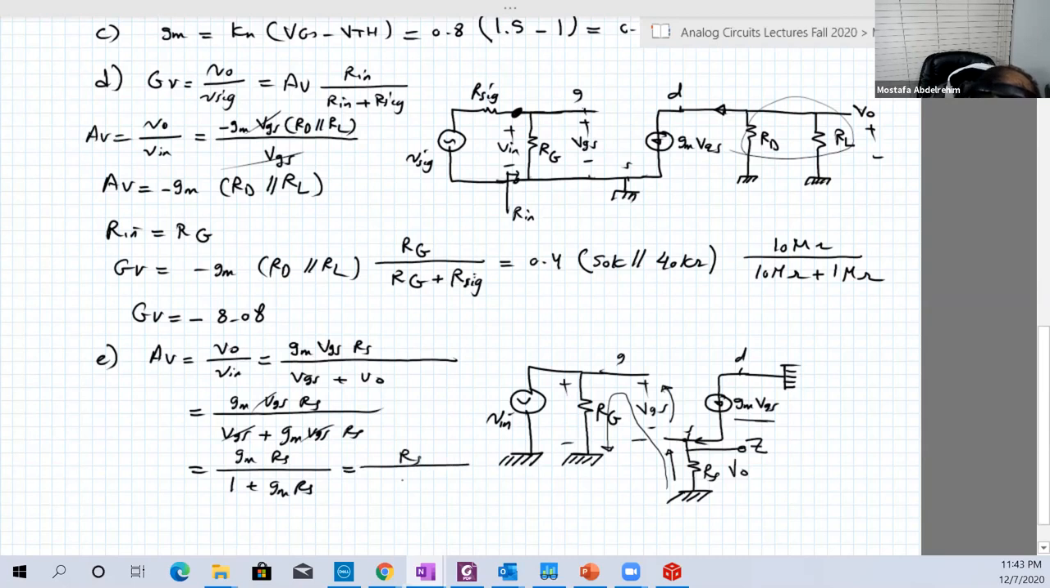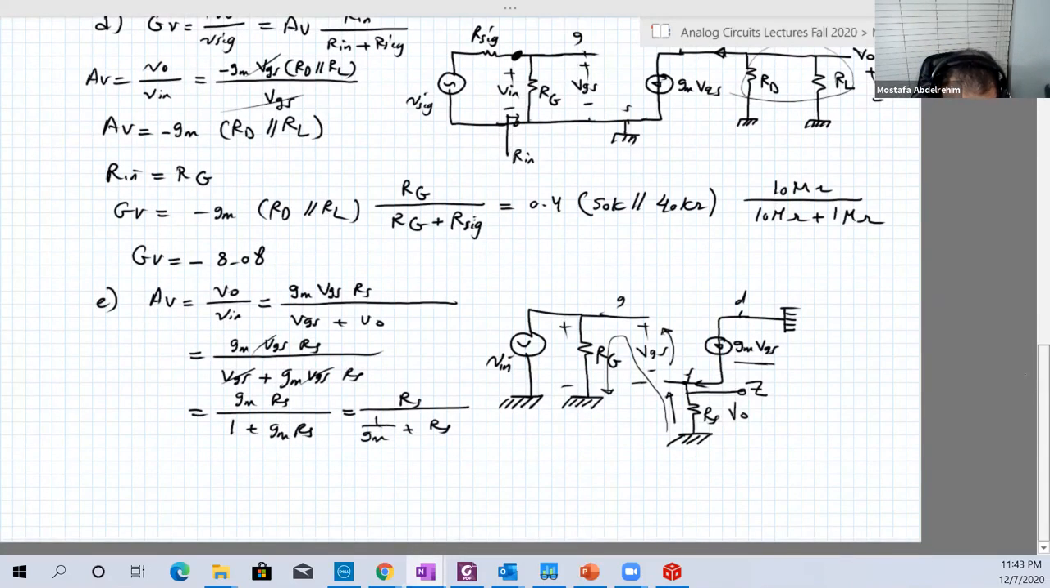RS over 1 over GM plus RS. Why do we usually write it in that way? Because usually 1 over GM is much smaller than RS. And in that case, we can approximate the denominator to RS. So AV will be 1 or approximately 1. Although we know all the values, we don't need to make approximation. So let's calculate it. So basically, AV will be equal to 0.933. Okay, and it's positive. It's non-inverting. Common drain is non-inverting.